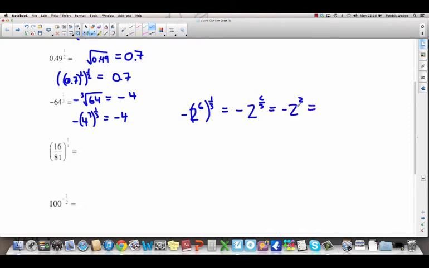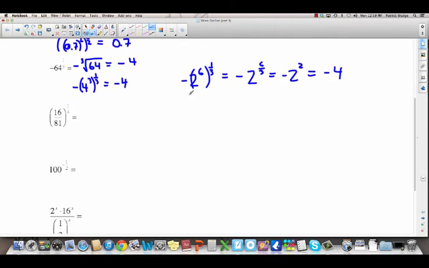That does not mean all of the negative 2 squared. It means 2 squared and slap on a negative. That's negative 4. Exactly the same thing. So it works even if you don't switch it to the easiest base. It'll still work if you switch it to a different base.